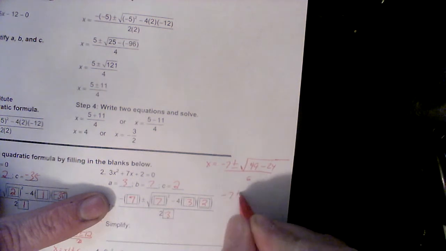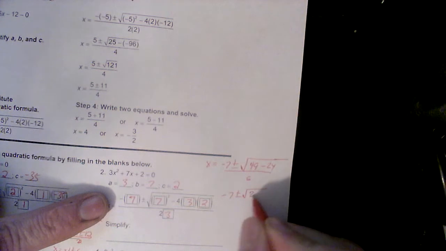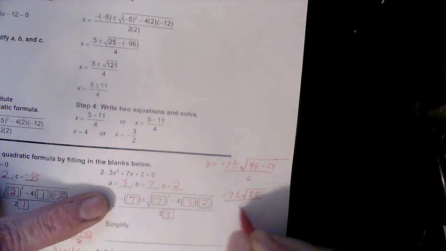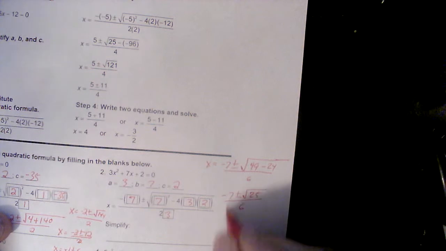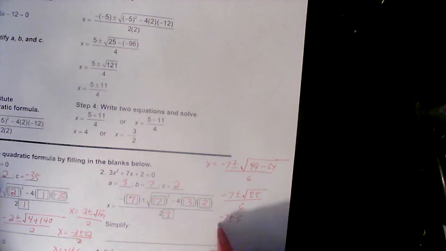I've got negative 7 plus or minus the square root of, well, that's a nice one. It's 25, all over 6. It's a little bit different now because I'm going to get something that's not divisible by the same number. So I'm going to get negative 7 plus or minus the square root of 25, which is 5, over 6.